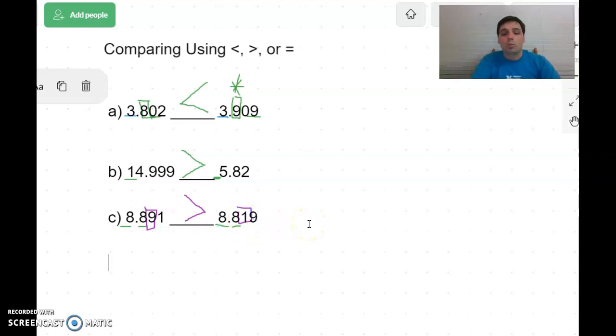Let's have you all work on D by yourselves. I have 6 and 507 thousandths, and I'm going to compare that to 6 and 506 thousandths. Go ahead and solve this on your own.